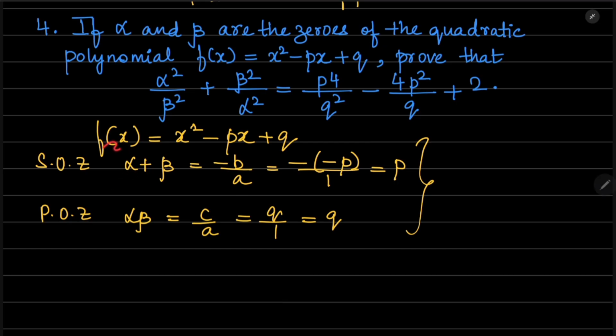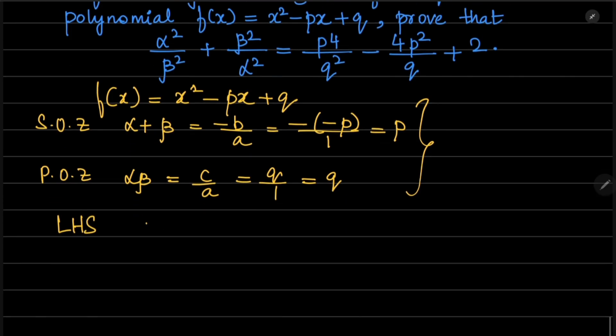Whenever you're given a quadratic polynomial, you have to know this particular relationship between the zeros and the coefficients. Alpha plus beta equal to minus b by a. Product of the zeros is equal to c by a. Now let us write the LHS part of what we have to prove. That is alpha square by beta square plus beta square by alpha square.